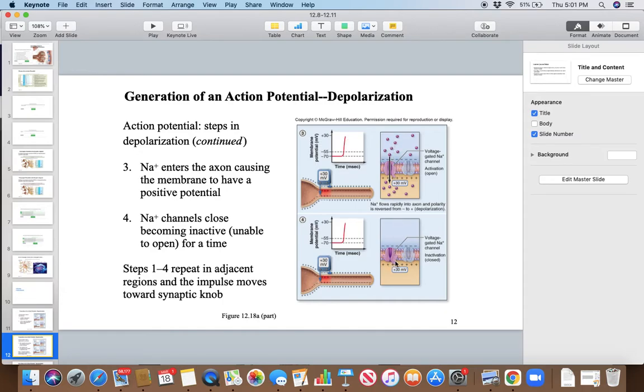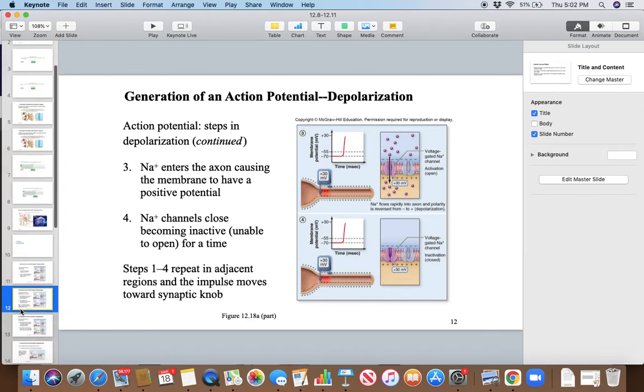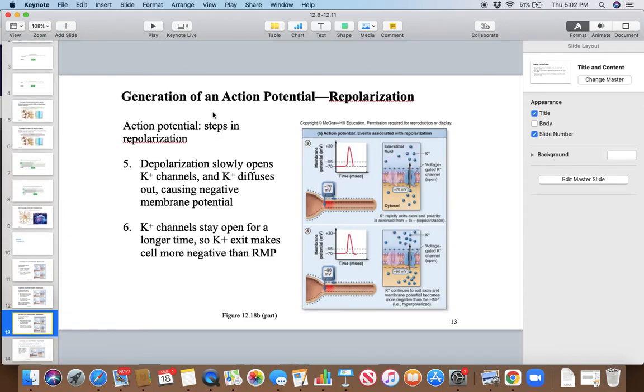But then very quickly those sodium channels close, they become inactive, but this process just continues down the axon, all the way down the axon. And then following depolarization, we have repolarization.